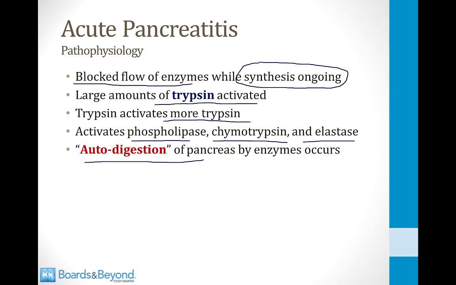And this is one of the reasons acute pancreatitis is such a dangerous disorder, because once it gets started, it can start to become a self-perpetuating process and result in severe inflammation.